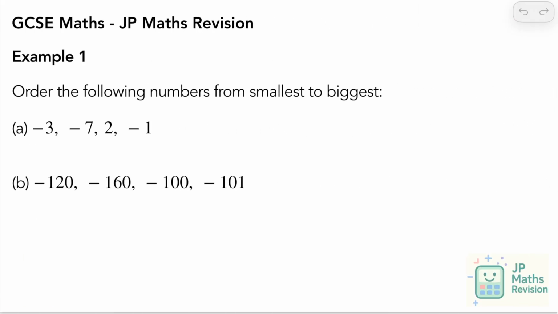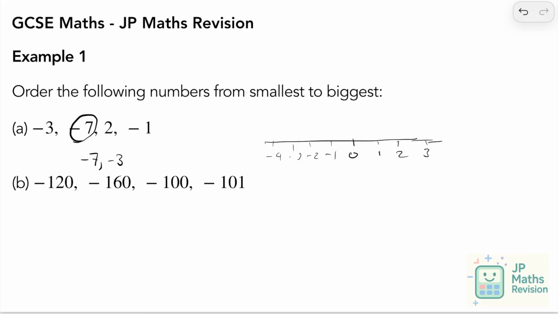Here's an example. We need to order the following numbers from smallest to biggest. The smallest number is going to be the number that's furthest away from 0. If you imagine a number line, it goes 0, 1, 2, 3, and then before 0 goes -1, -2, -3, -4. The one that's furthest away from 0 is going to be -7. So -7 in this case is the smallest.